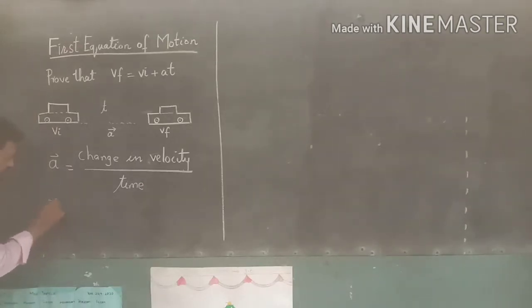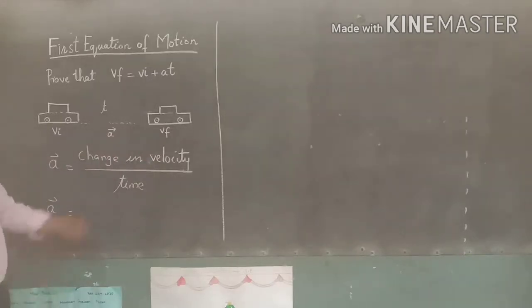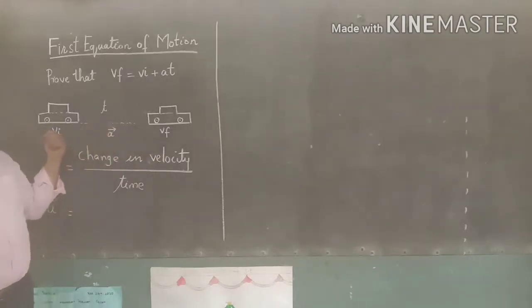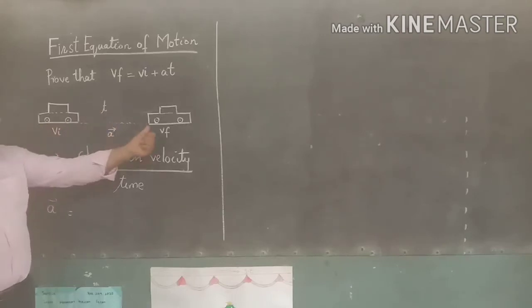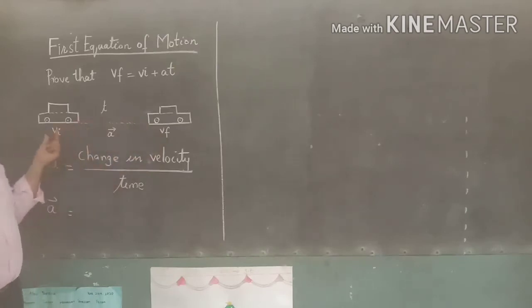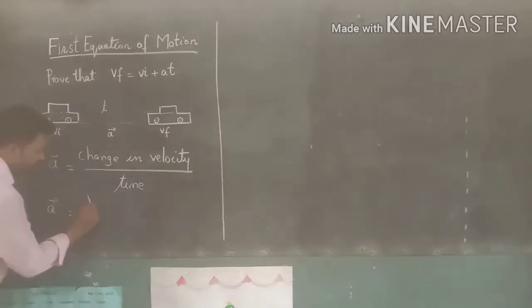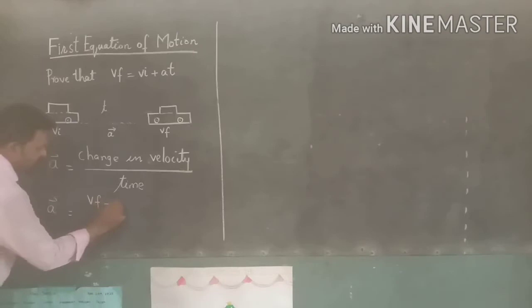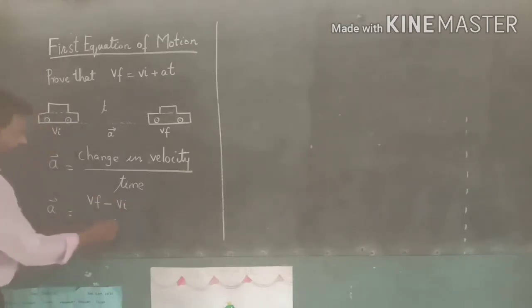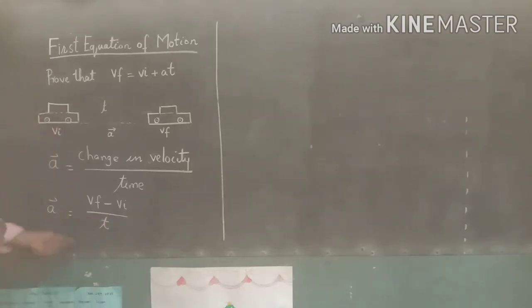So a is equal to, how can we write the change in velocity? We subtract the initial velocity from the final velocity. The final velocity is Vf and the initial velocity is Vi. Then the change in velocity means Vf minus Vi, upon time, which is t.